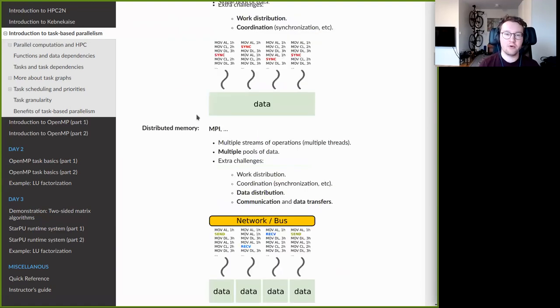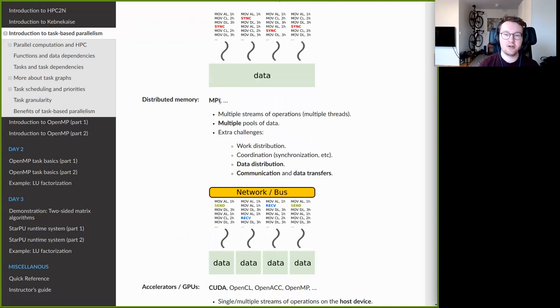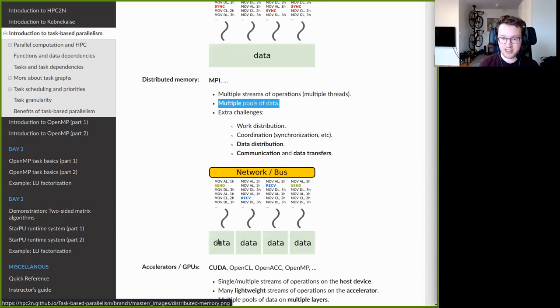From there, we will move to distributed memory, and there usually MPI, the message passing interface, is dominating the landscape. And again, you have multiple streams of instructions that you have been programming, but you also have multiple pools of data. So now the data is divided. And in this instance, each one of these threads has its own local data, and they're all talking over the network or a bus to each other.